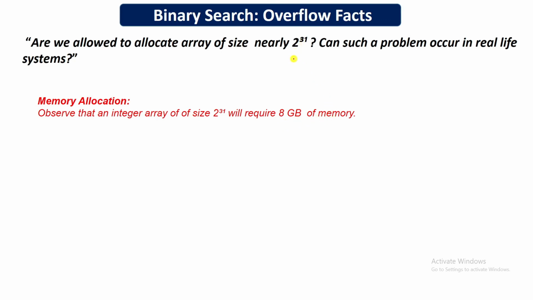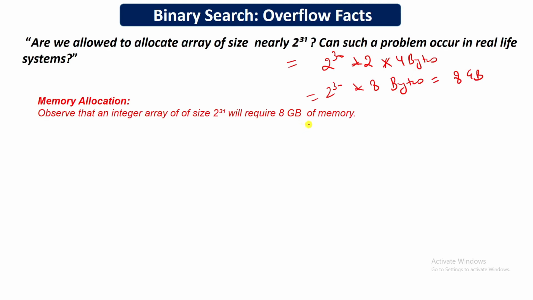How? Let's say your integer is of 4 bytes, so 2 to the power 31 means 2 to the power 30 into 2. And if each element is of 4 bytes, then 4 times 2 is 8, so basically this is 2 to the power 30 into 8 bytes. So that means 8, and 2 to the power 30 is giga, so it is 8 GB. So if you are creating an array of 2 to the power 31 elements of integer type, and those are of 4 bytes, it will require 8 GB of memory.